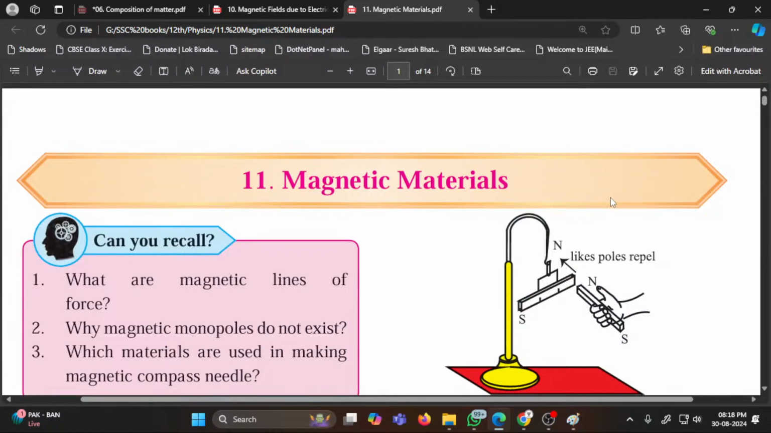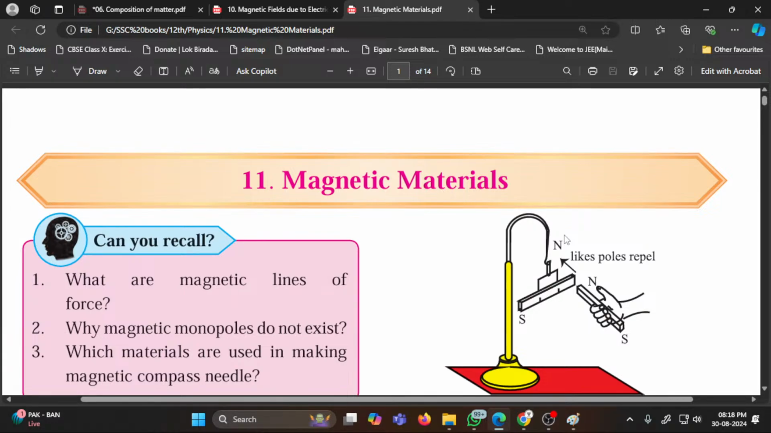Name of the chapter is magnetic material. What are magnetic lines of force? We have said that magnetic lines of force are imaginary lines, and these lines are along the north pole of the needle magnet if we move the needle magnet around that magnetic material.